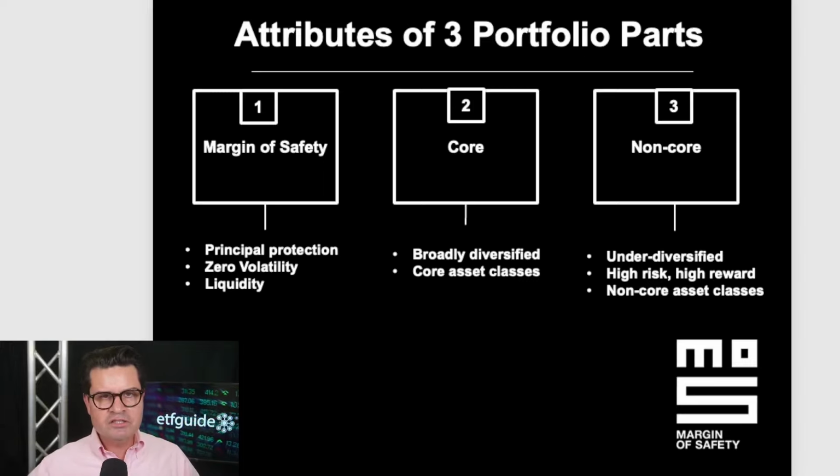So again, your margin of safety assets will always meet the minimum standards of safety. That means they have these 3 attributes that we just read off. Your core portfolio is broadly diversified. It invests in core asset classes, and that includes stocks, bonds, real estate, commodities, and cash. Those are the 5 biggies.